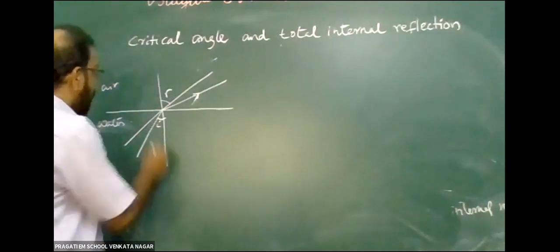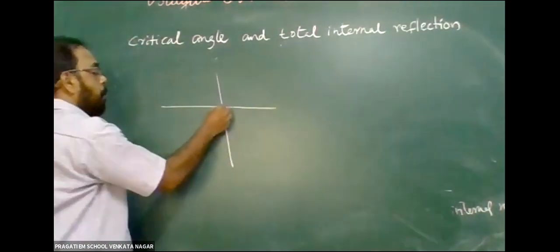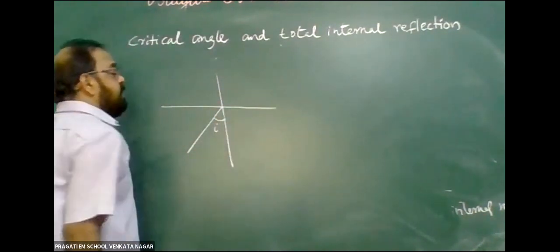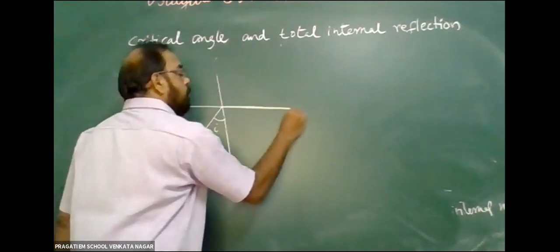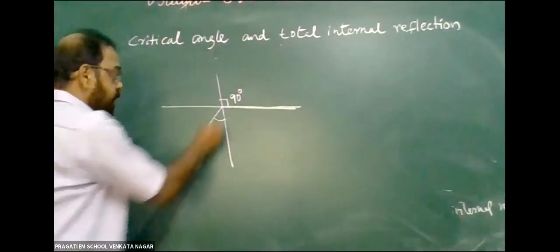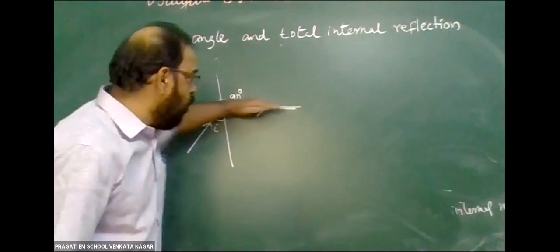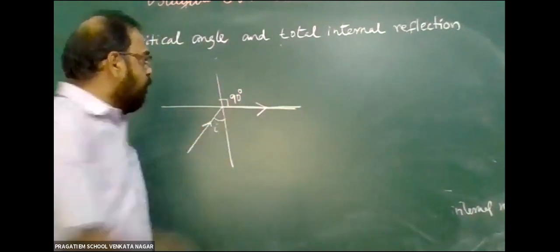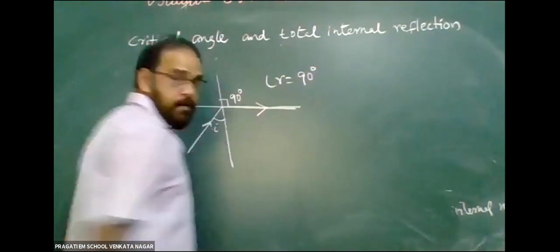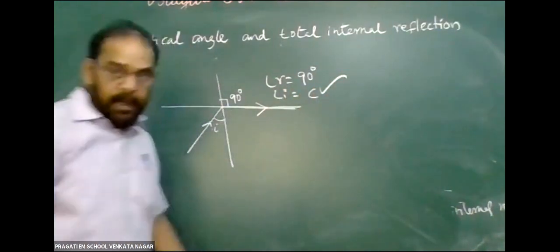Now, for a particular value, this is also called the angle of incidence. Now let us see what is the critical angle. For a particular value of the angle of incidence, it will go along the surface, or it makes the angle of refraction 90 degrees. So this is the light ray, and this is the refracted ray. The refracted ray is moving along the surface of separation. That means the angle of refraction is how much? 90 degrees. When the angle of refraction is 90 degrees, the angle of incidence is called the critical angle.